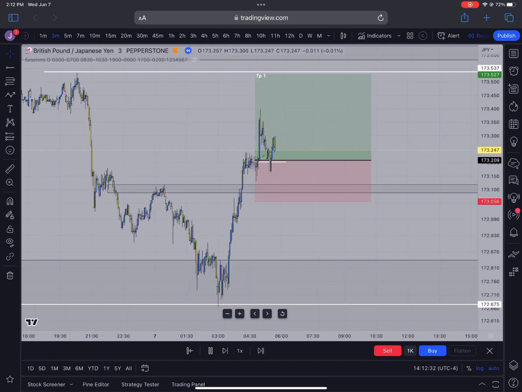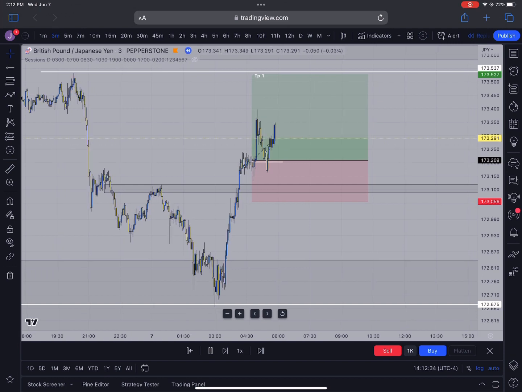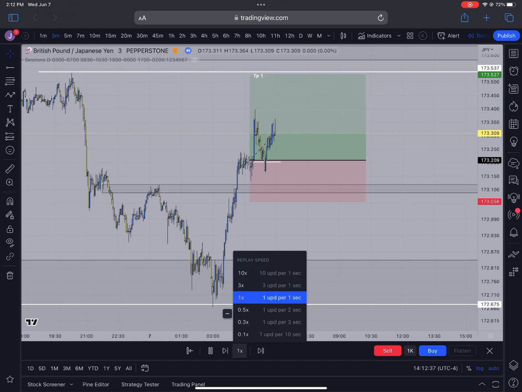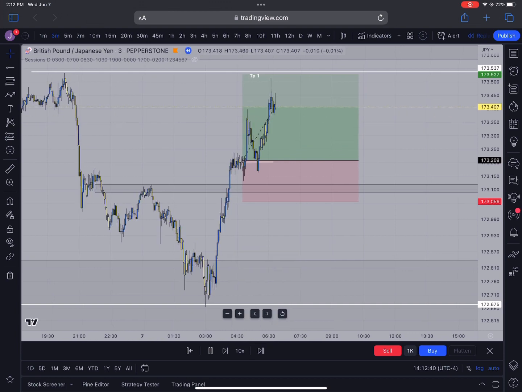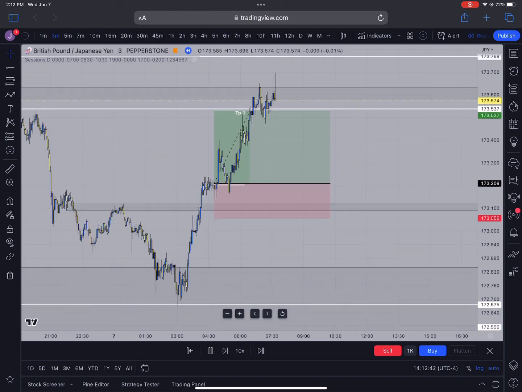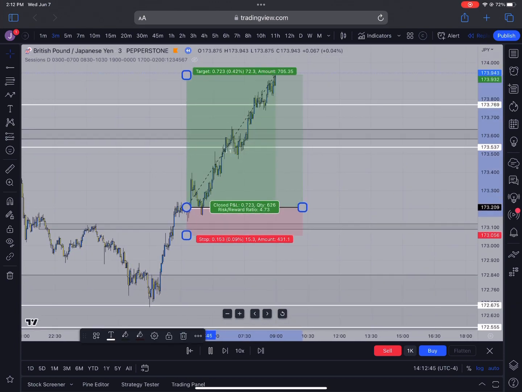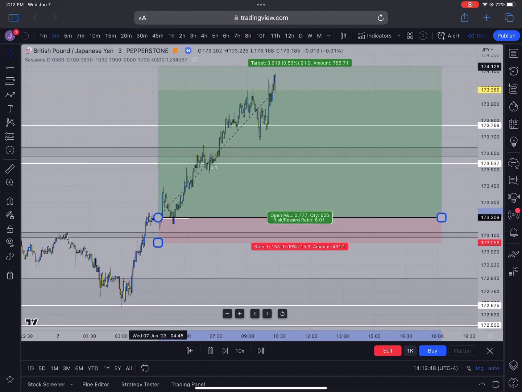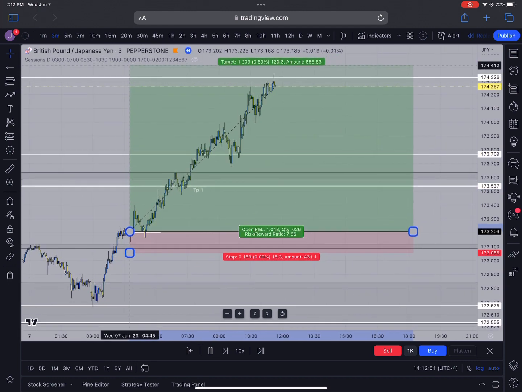Now, once you hit TP1, you must decide if you want to close 50% of the trade and put your stop loss to break even. I recommend doing this in prop firms. Keep in mind, you must always win twice of what you are risking. Otherwise, it won't make sense.